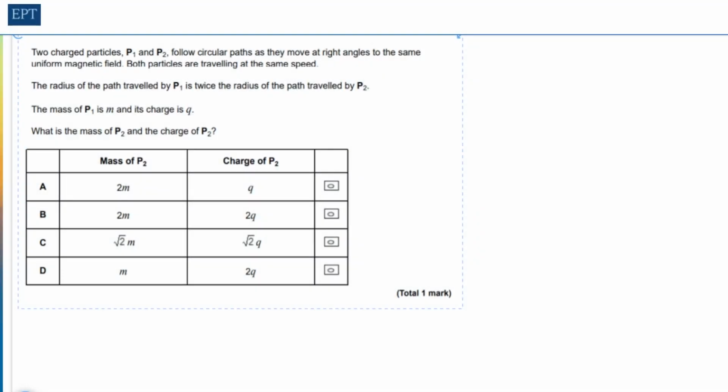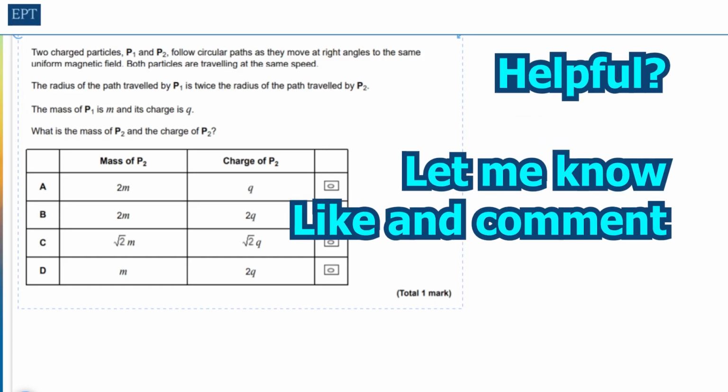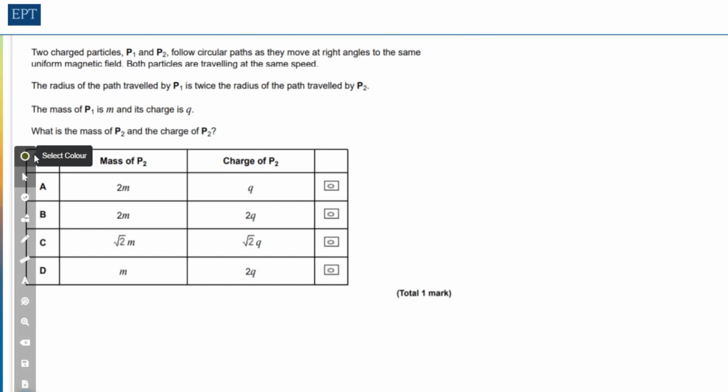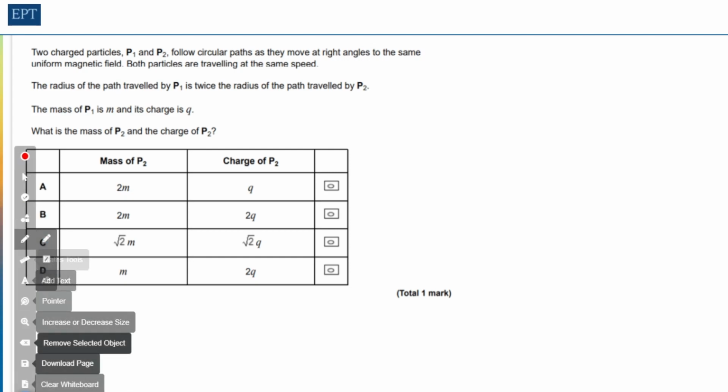This question is all about two charged particles moving through a magnetic field at right angles, and because of this they travel in circles. We're told they're both travelling at the same speed, but that the radius of P1 is twice that of P2. We're given the mass of P1 as m and its charge as q, and asked to find out about the mass of P2 and the charge of P2.